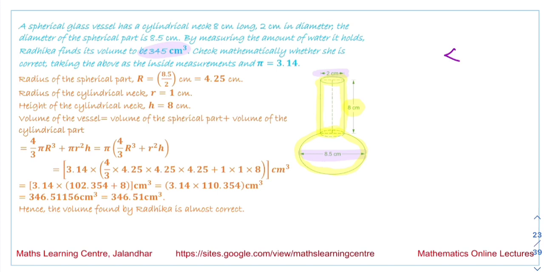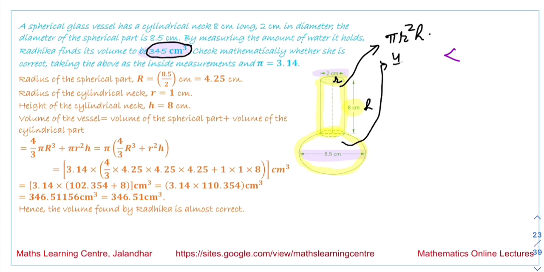Check mathematically whether she is correct, taking the above as inside measurements, and pi is equal to 3.14. It means we have to calculate the volume of this solid and check whether the volume comes out to be this much or not. So for the volume of this cylindrical portion, we have the formula pi r square h. This is the height, this is the radius, and the volume of this spherical portion is 4 by 3 pi r cube.